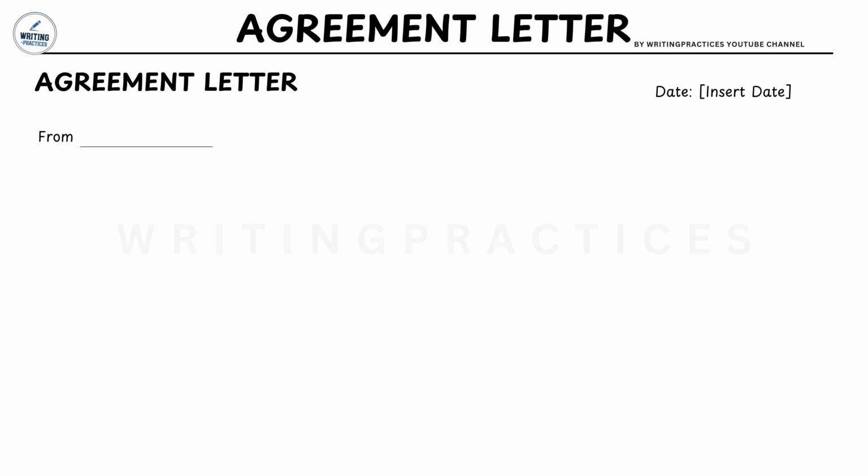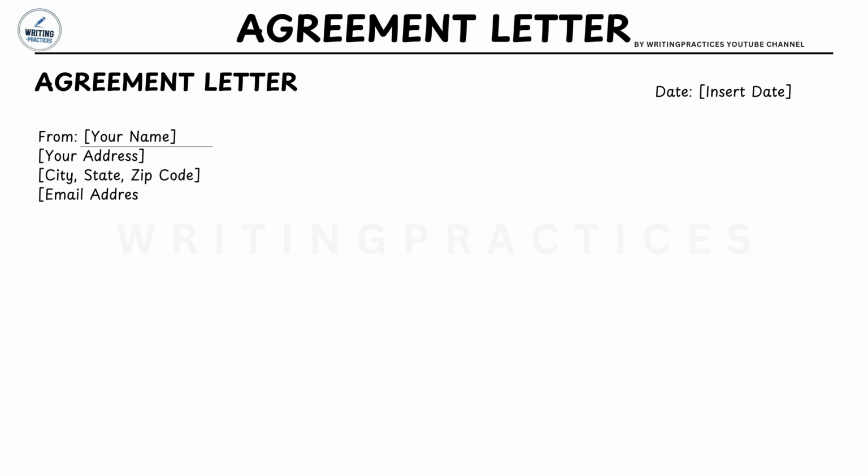Now, let's move on to the From section. This is where you'll list your contact details as the sender. Start by typing From at the top, then list your full name right underneath it. After that, add your address, city, state, zip code, and then finish with your email address and phone number. This section should be left aligned and keep everything neat and simple.